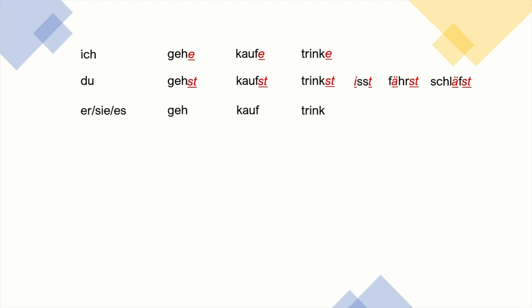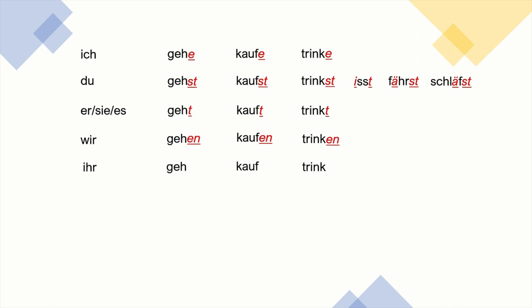And then we have sie es. You just have to add T at the end. So sie es geht, sie es kauft, sie es trinkt. And then we have wir. For this, you just have to add en at the end of the root word. Then we have wir gehen, wir kaufen, wir trinken.